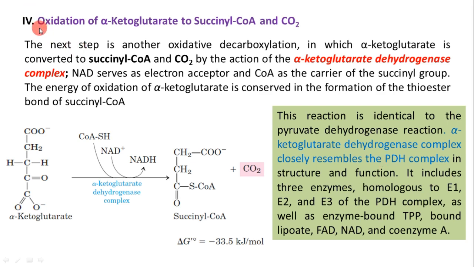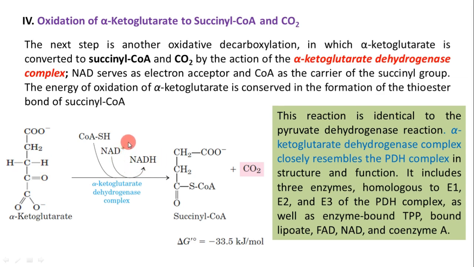Then in the fourth step of the Krebs cycle, the oxidation of alpha ketoglutarate into succinyl coenzyme A and carbon dioxide takes place. So here also there is an oxidative decarboxylation. So in this step also the number of carbon atoms is reduced. Here what is happening is that the alpha ketoglutaric acid is undergoing dehydrogenation and decarboxylation to form succinyl coenzyme A. The enzyme catalyzing this reaction is the alpha ketoglutarate dehydrogenase complex. Here NAD will take up the hydrogen atom to form NADH plus H plus.